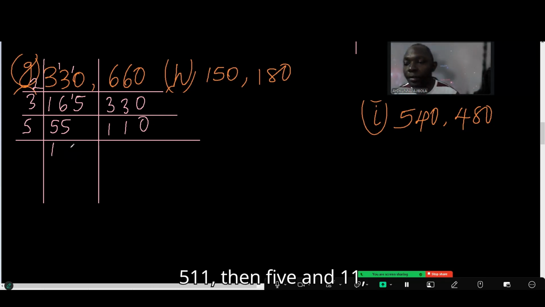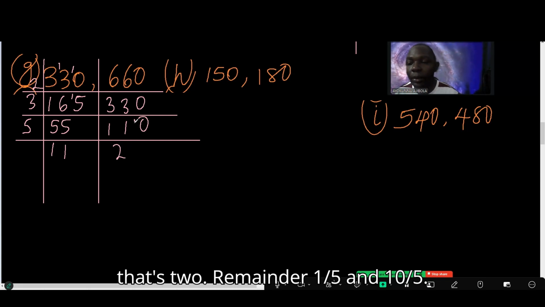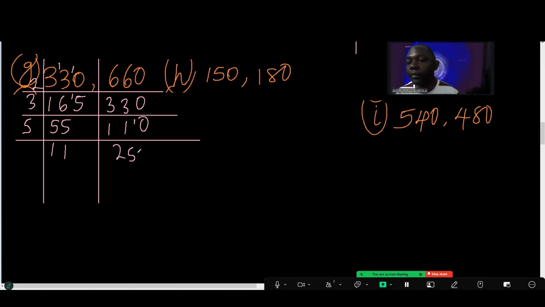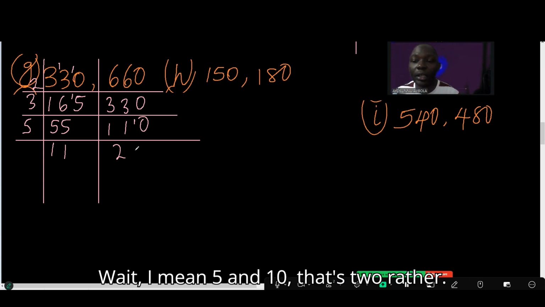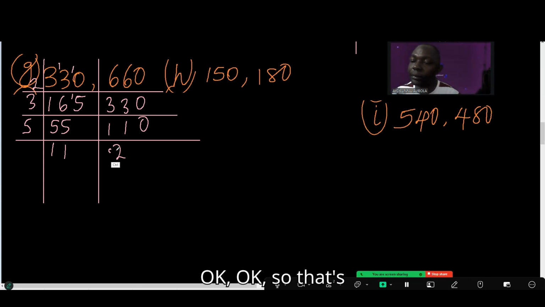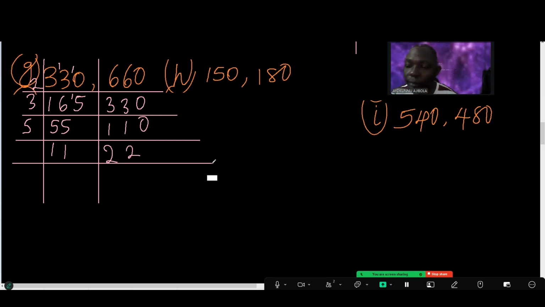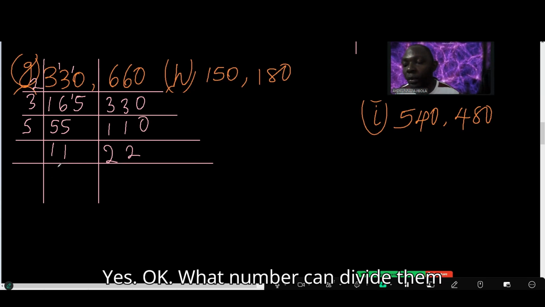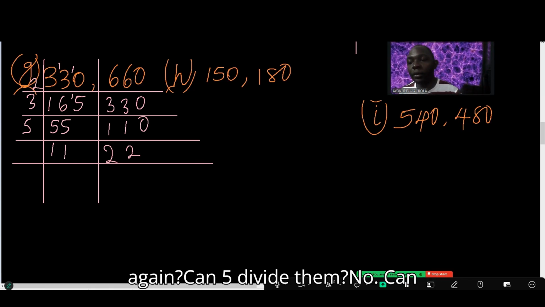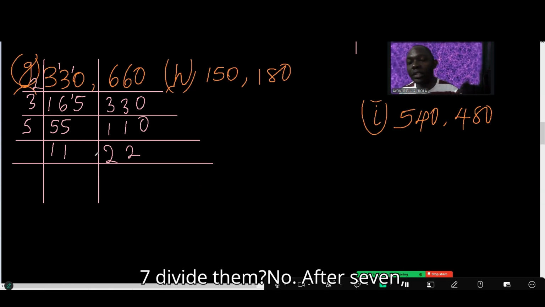5 in 5, 1. Then 5 in 11, that's 2 remainder 1. 5 in 10, that's 2 rather. Okay, so that's 22. Do you understand it? Yes. What number can divide them again? Can 5 divide them? No. Can 7 divide them? No.